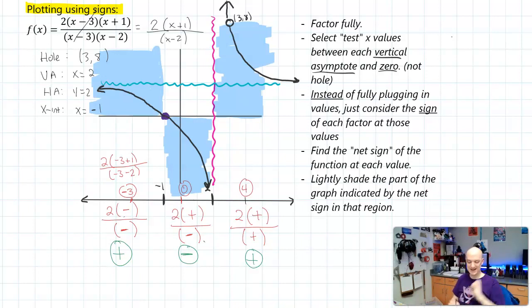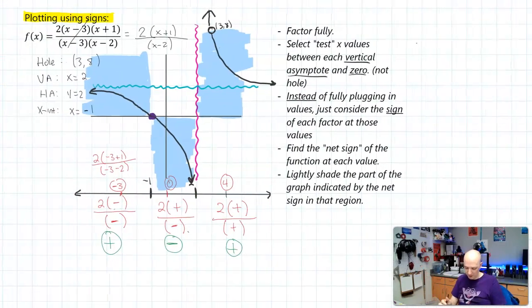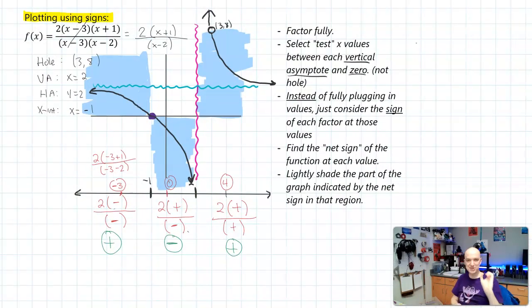But the key idea here is I didn't actually plug in any values except for the 0 and the hole that I already had. I just thought about the signs of each factor and then computed the net sign in every region on the graph. And that's the approach I'm going to use for the rest of this video as I go over the classwork problems.